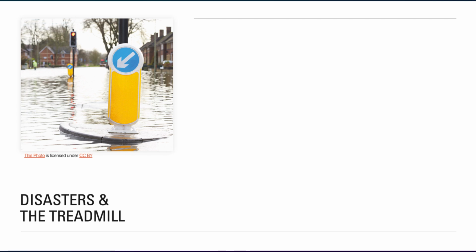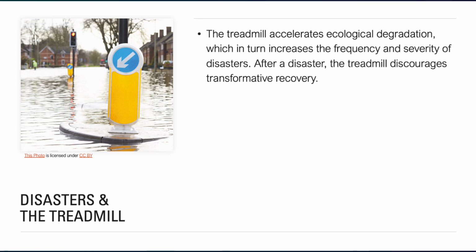Now, how does the treadmill relate to disasters? We know the treadmill accelerates ecological degradation, which in turn increases the frequency and severity of disasters. Climate change, urban sprawl, deforestation, all are driven by the logic of endless growth. And when disasters do occur, the treadmill discourages transformative recovery. Instead of rebuilding differently, we rebuild quickly to restore economic activity and resume the cycle.